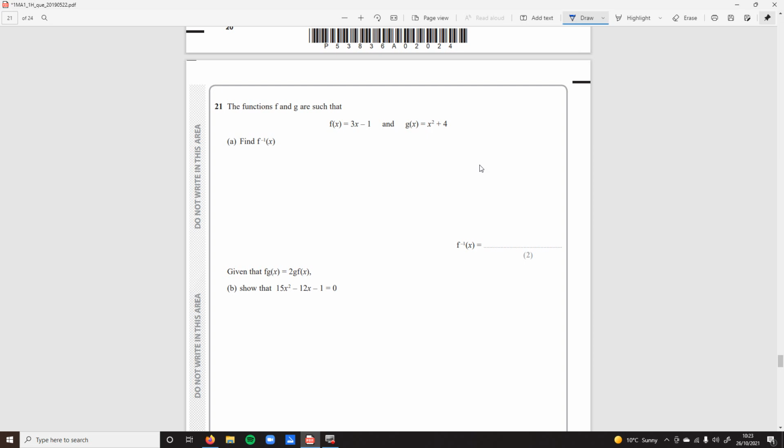F minus 1 of x, so f of x is 3x minus 1. So the inverse will be, we like to swap them around and then solve for x. X plus 1 equals 3y. Y equals x plus 1 over 3. X plus 1 over 3 is f minus 1 of x.